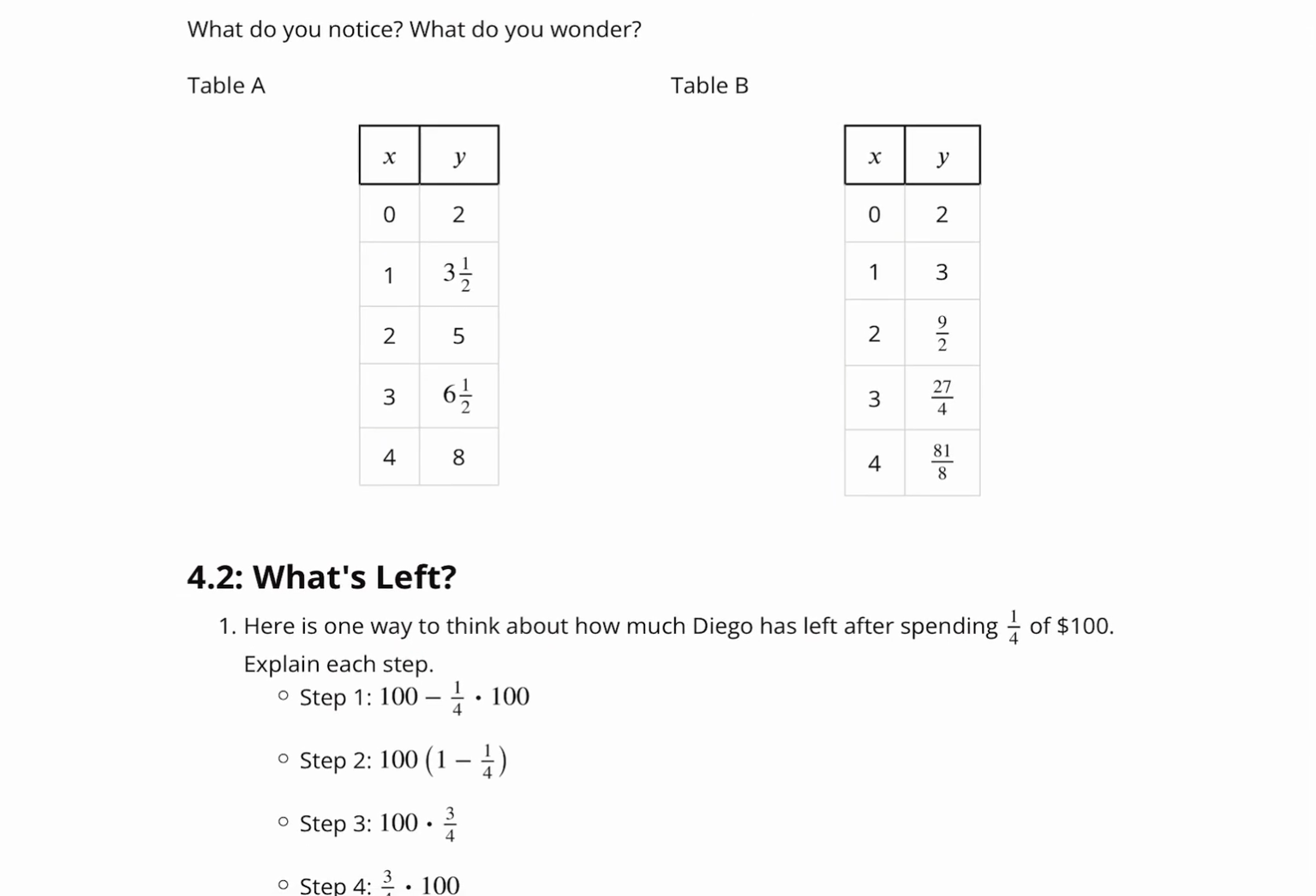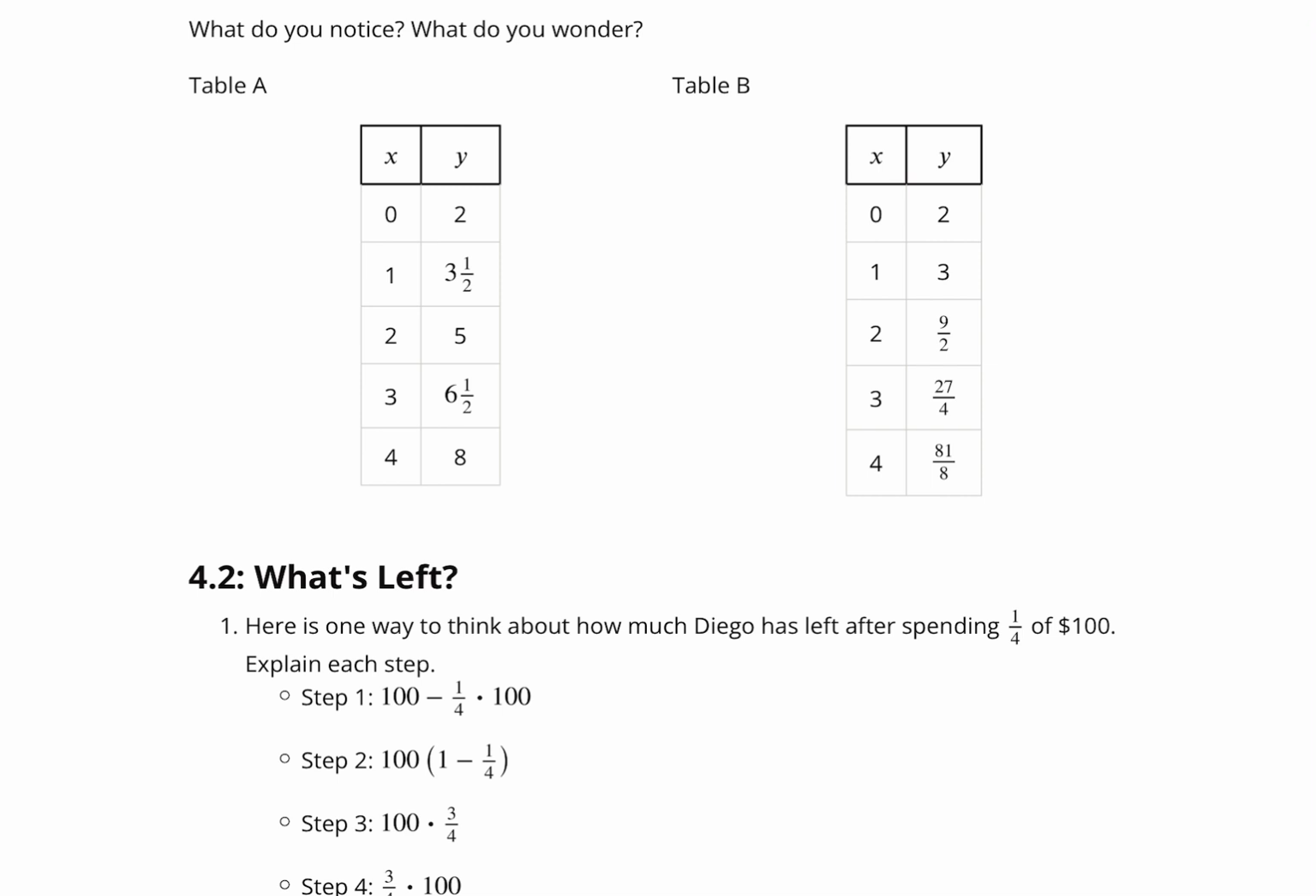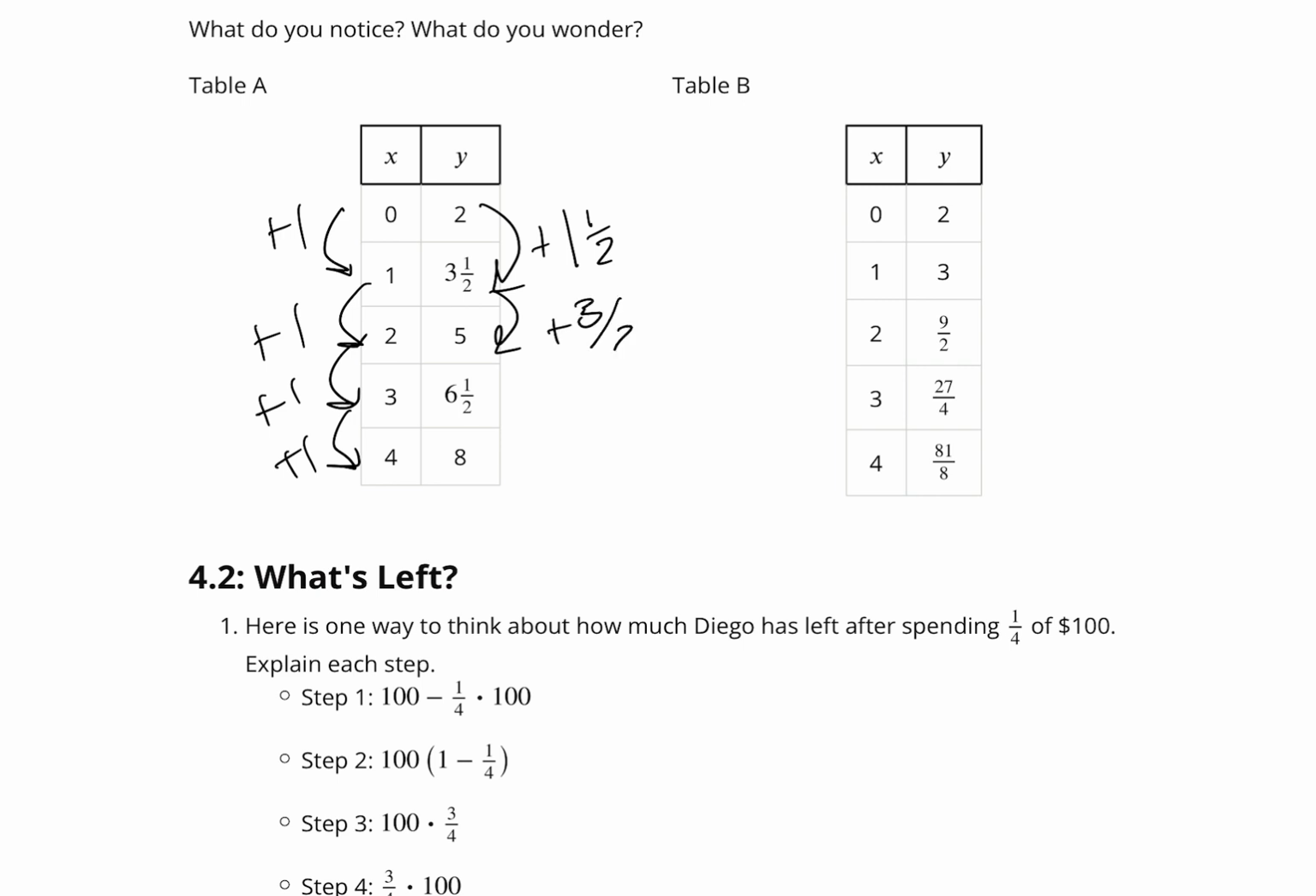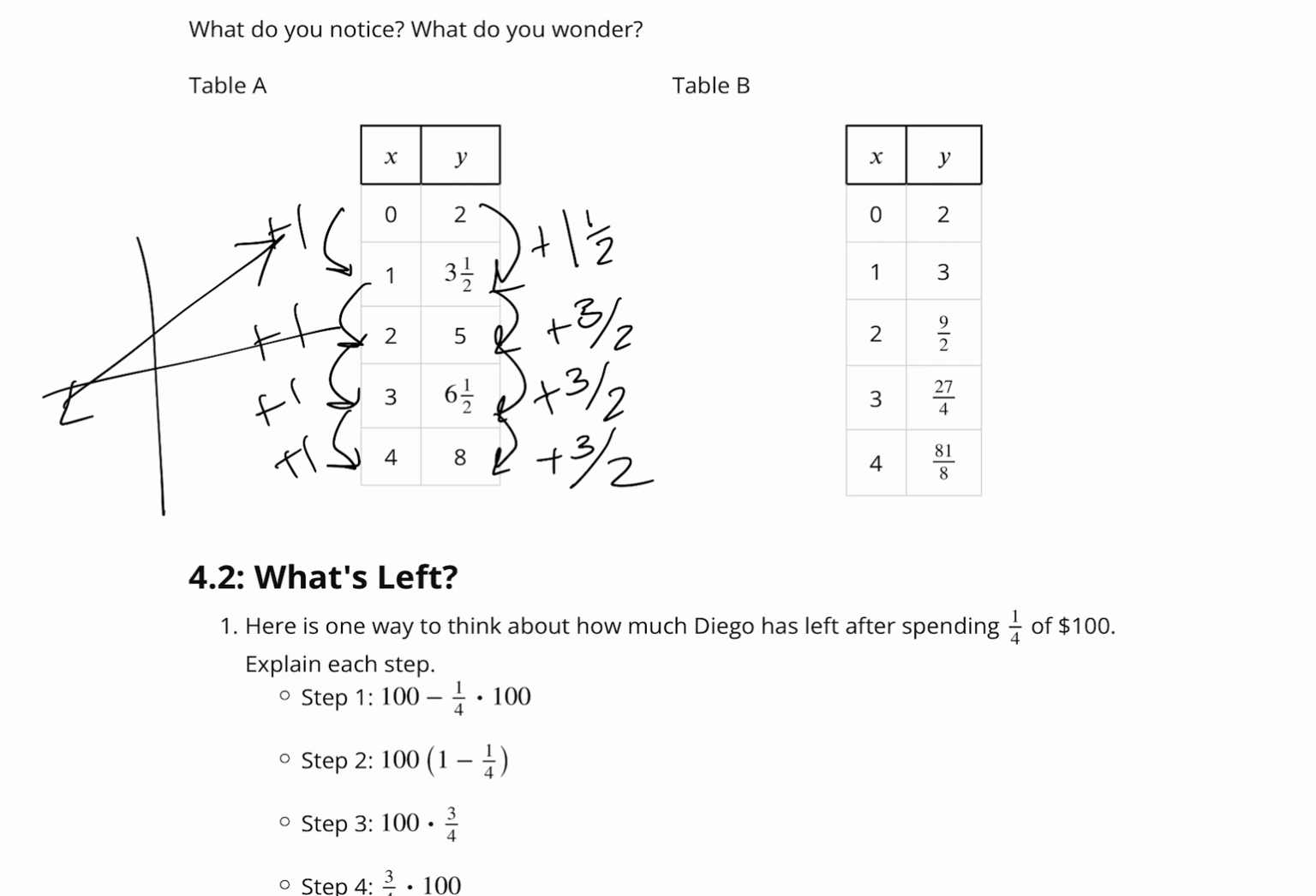All right, so you should have already noticed and wondered some things about these tables. Something I noticed looking at table A, as my x values increase by 1, my y values are increasing by 1.5 or 3/2. So if I were to graph this, it would look like a straight line with a positive slope of 3/2, and it looks like it would be passing through the y-axis at the point 0, 2.